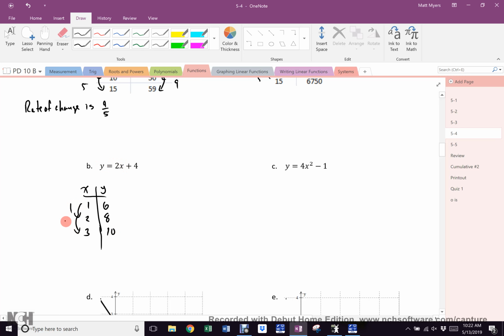1, 1. 2, 2. Done. Linear or not? Linear. Nice.